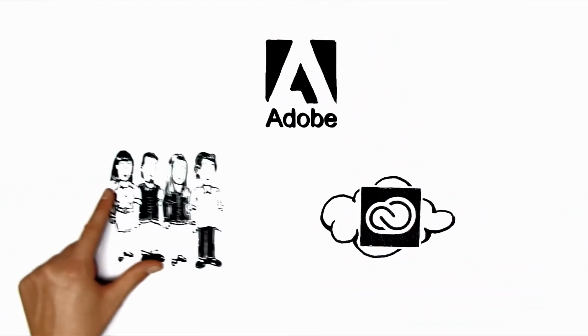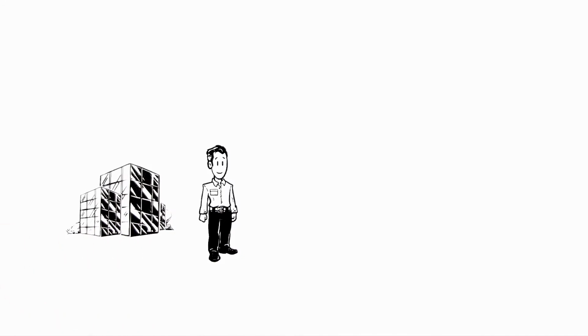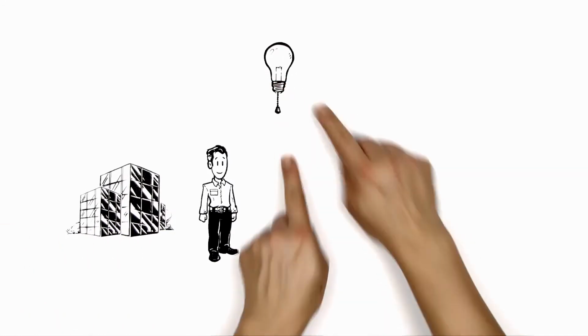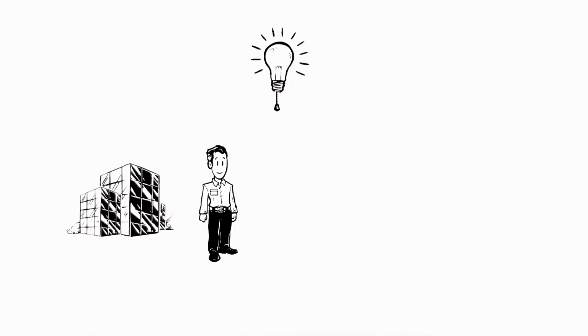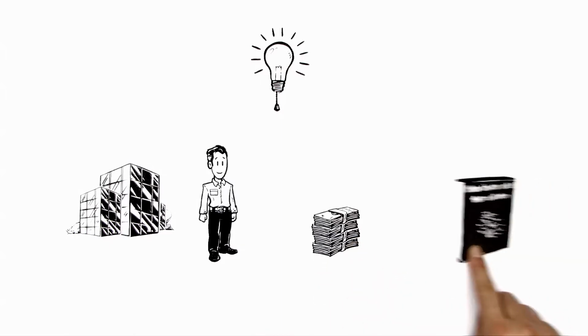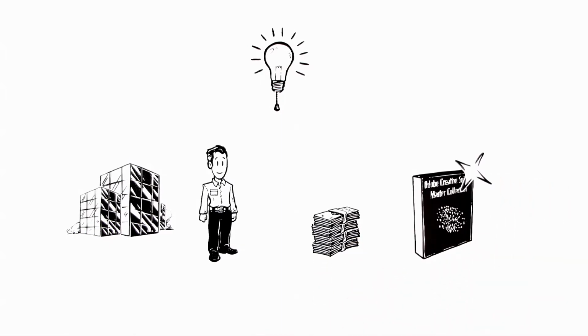Adobe explains the business model for the Creative Cloud for Teams. This is Max. Max is the director of a creative agency. Creative work requires creative tools. And those cost. Software updates in particular cause him to spend a lot of money in order to remain competitive.